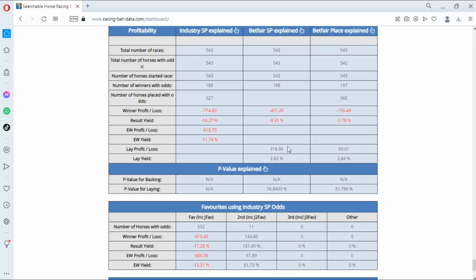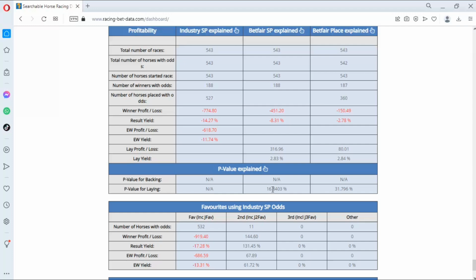If we had laid those, if our criteria is to find all the Betfair favorites on all-weather tracks where they were ranked number one and we had laid them all, it would have generated a profit in both the win market and in the place market. And you can see it's generated a p-value score for laying. Obviously there's no p-value for any of the selections or output criteria where there was backing, because it was a negative, a losing system. But for laying, it was positive.